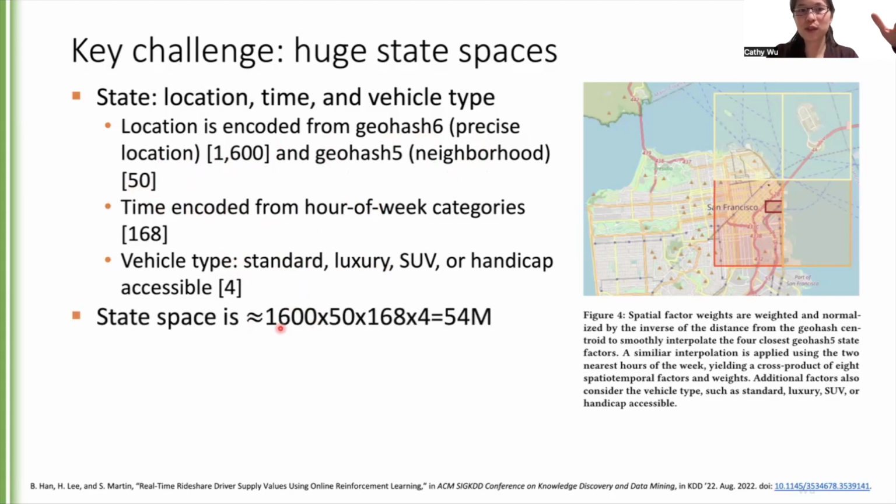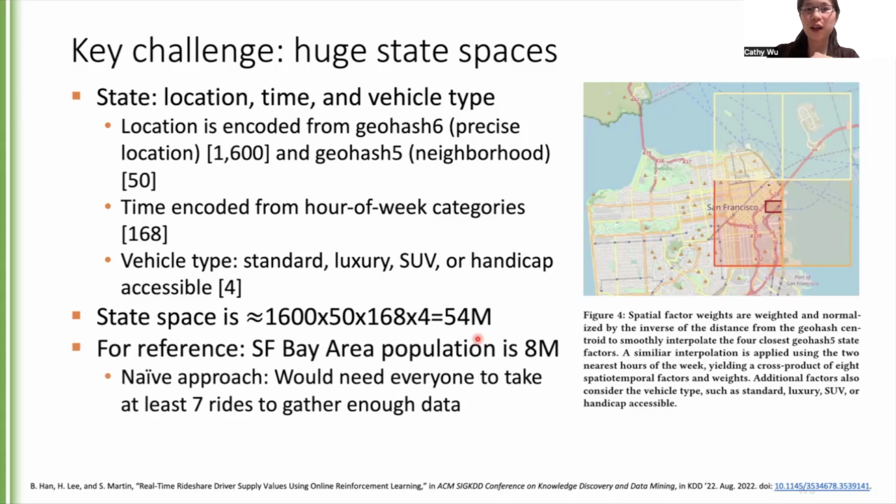This means that the state space, if I multiply this out, is about 54 million. To give you a sense of scale, the Bay Area, which is where this study was done, the population is around 8 million. So a naive approach to collect enough data would need everyone in the Bay Area to take at least 7 rides. This is not a good thing, especially for a business to need to take years to collect this data before you can have a viable product.